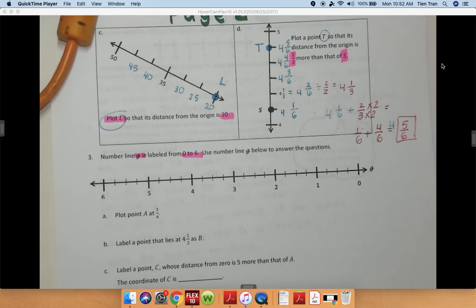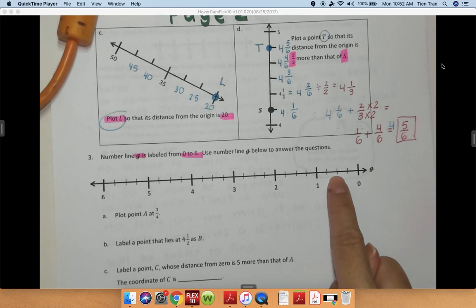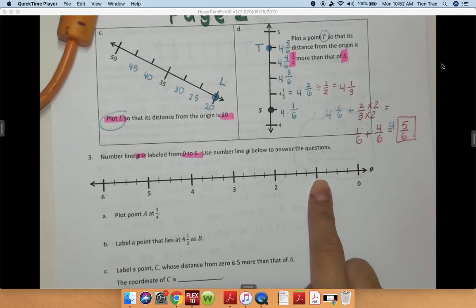So what I'm going to do is look at the number line and see how many times it's split up, because that's going to help me solve for it. So I notice that 0, 1, 2, 3, 4, 5, 6, and there's 1, 2, 3, 4. So it's split into fourths, okay?